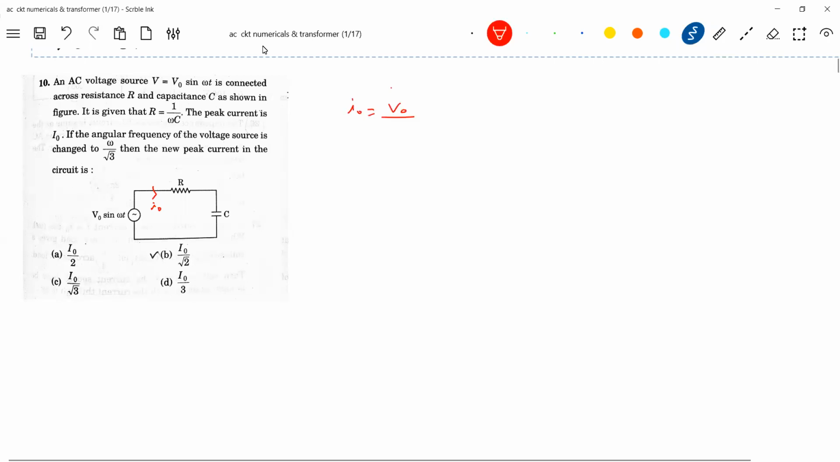I naught is V naught by root of R square plus XC square. So what is XC? XC should be equal to 1 by omega C, which is R. In fact, XC is equal to R only. So this is R square, and I naught is V naught by R root 2. Now the angular frequency is changed to omega by root 3. So the new current will be V naught by root of R square.